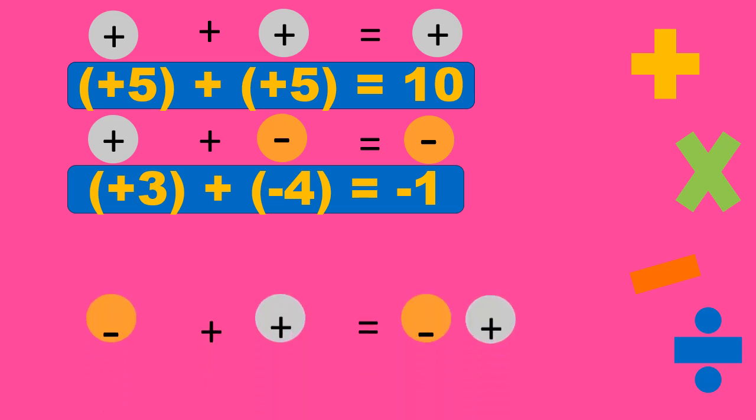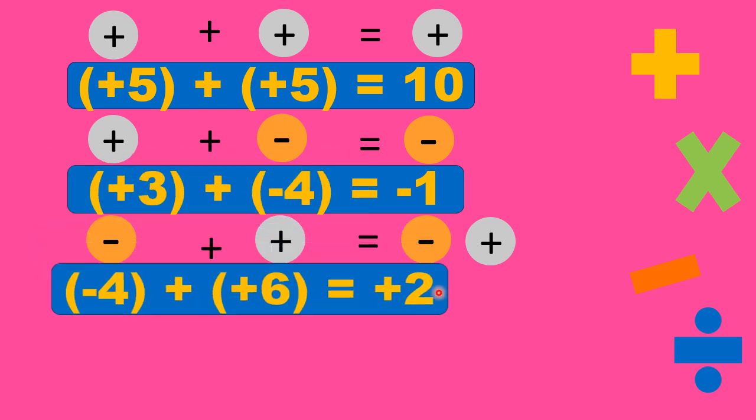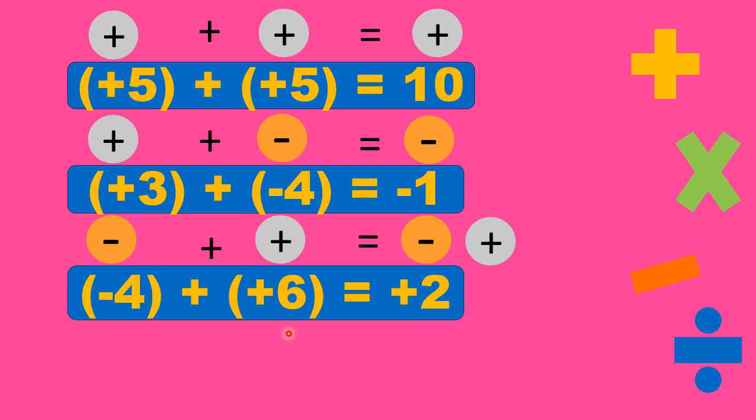The third case talks about the addition of a negative integer and a positive integer. The resultant can be negative or positive in this case. Let's understand this with an example. Negative 4 is being added to positive 6. As per the rule, we need to subtract the absolute numbers. That is 6 minus 4 is 2. And then put the sign of the greater integer, which is positive. Hence our resultant integer is plus 2.